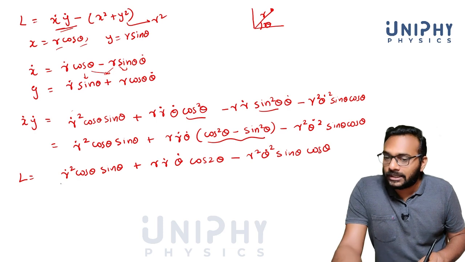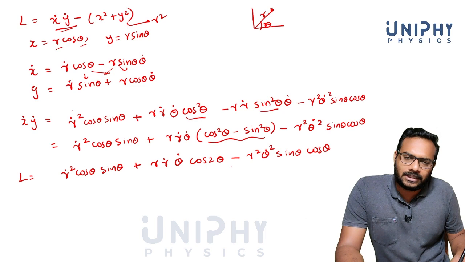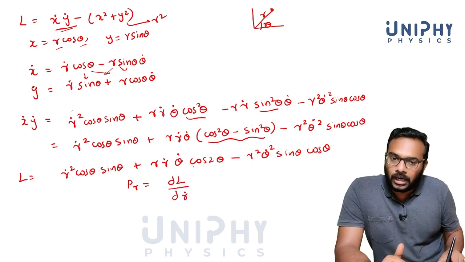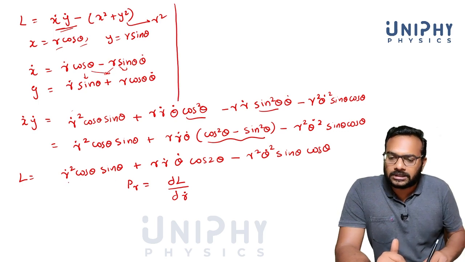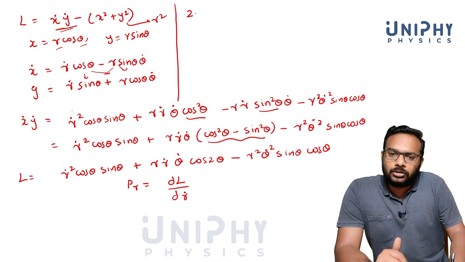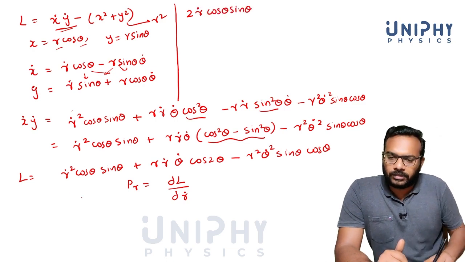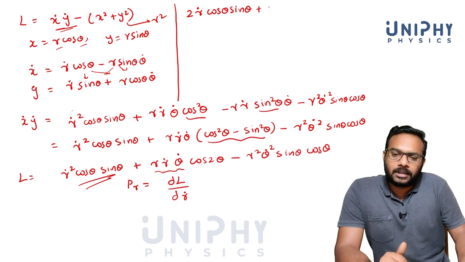We are asked to find the conjugate momentum. We can maybe simplify it further, but that's not needed because we are asked only for P_r. P_r is equal to dou L by dou r dot. What's dou L by dou r dot? Here we have 2 r dot cos theta sin theta, taking the derivative with respect to r dot, and here we have r theta dot cos 2 theta.